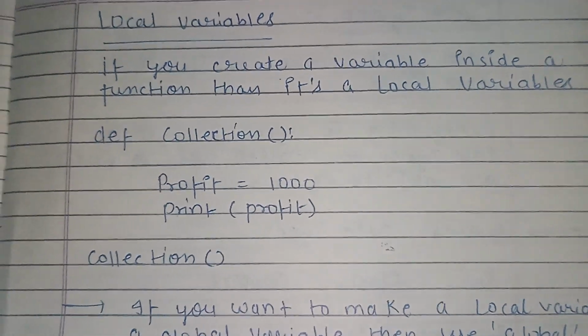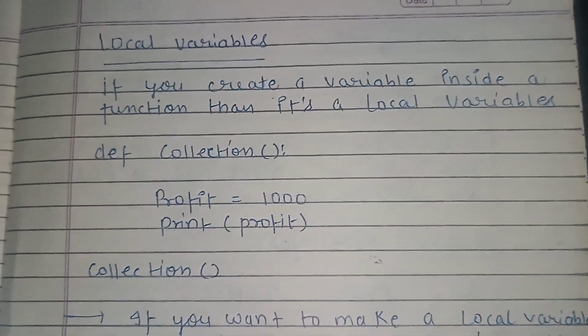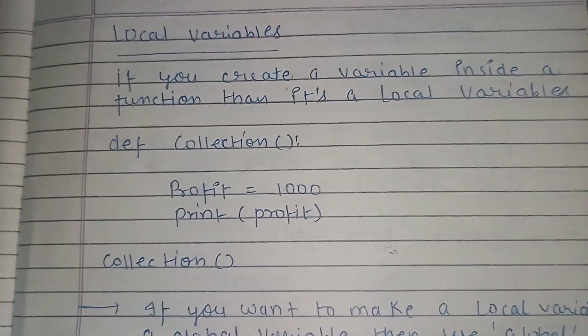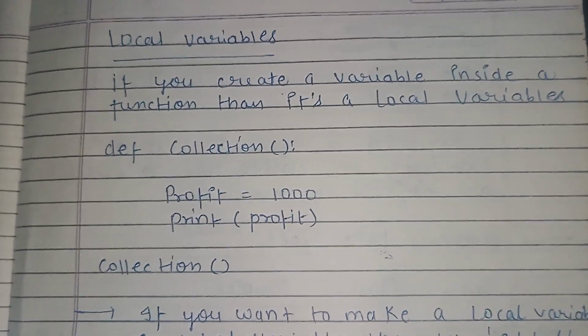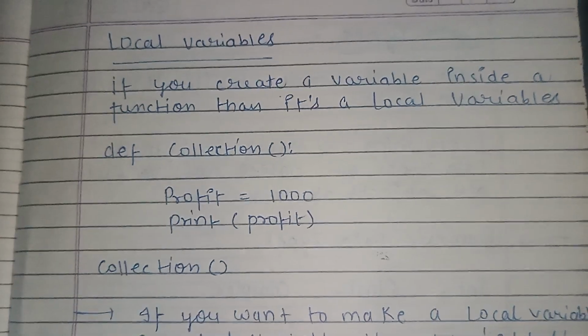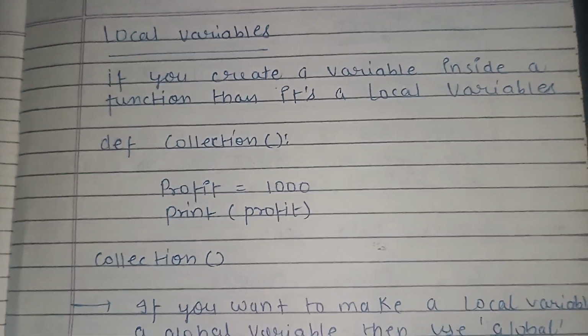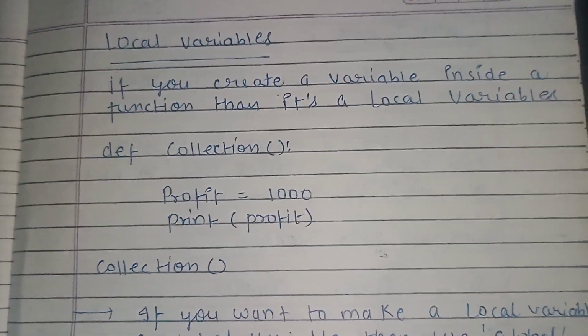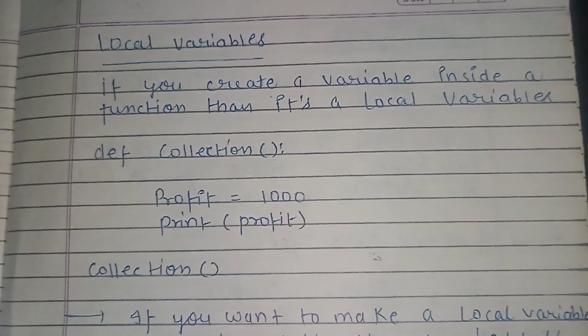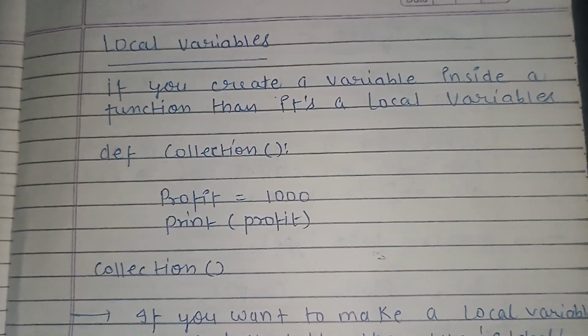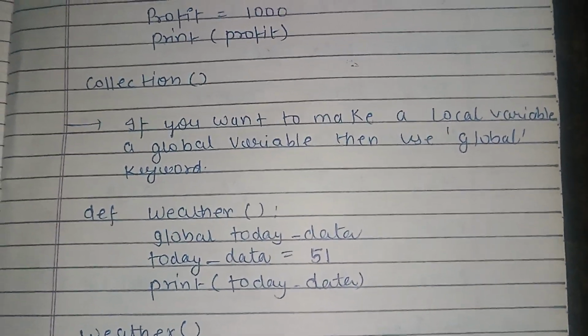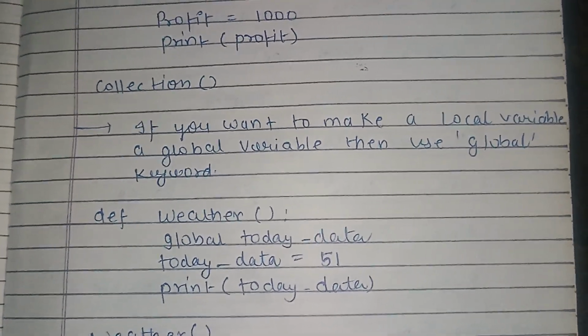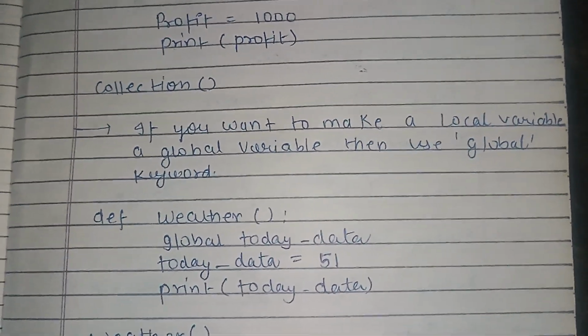Like this, we create a variable named profit and give it a value of 1000, and we create this variable inside a function called collection. So this is a local variable. If you want to make a local variable a global variable, then use the global keyword like this.